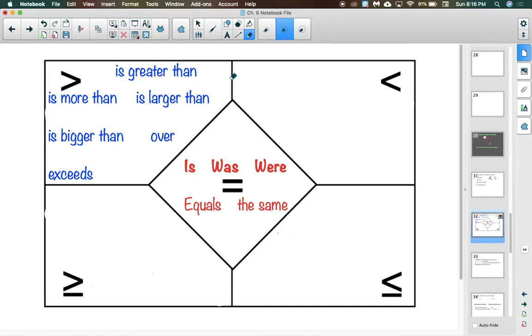Okay? Words that tell us to use the less than sign: is less than, is fewer than, is smaller than, under or below could also be used in this case as well. Okay, now these are not comprehensive lists. There's definitely more words that could indicate to use these signs.